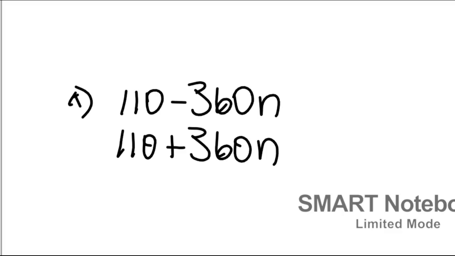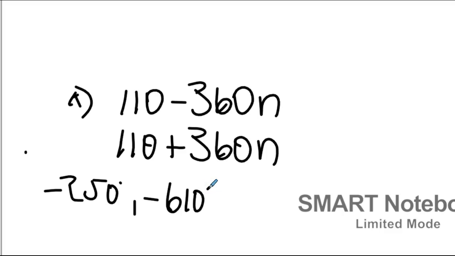Okay, so in this case, if I subtracted 360, I might have negative 250, negative 610, and I'd have to stop because the next one would be more than negative 720. And then if I added 360, I would get 470. And that would be it, because the next one would be 830. Okay, so these guys would fall within that range.